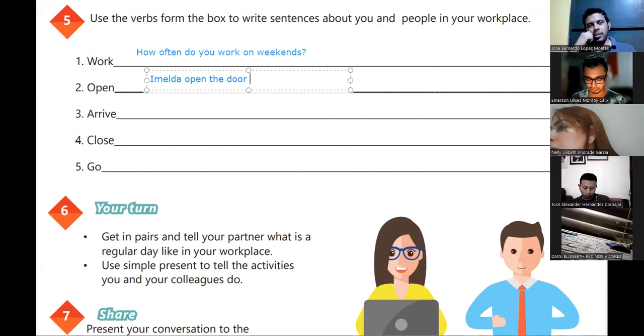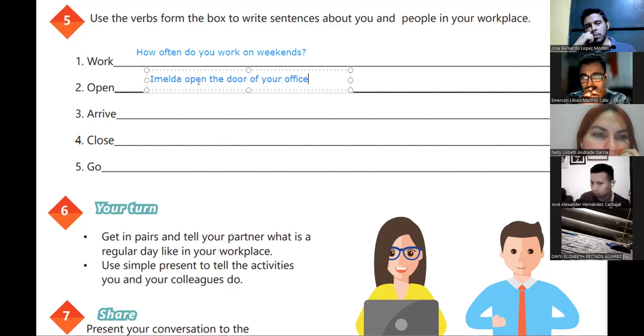Imelda open the door of your office. Vaya, veamos acá. Eso es lo que Mauricio nos dijo. Arreglémosla entre todos. Vamos a ver para que tenga el sentido correcto. Imelda, si es she, ¿qué forma del verbo voy a usar? Yes. All right. Opens the door of your office. Pero estoy hablando que es la puerta de la oficina de otra persona, no la de Imelda, ¿verdad? Si queremos decir que es la oficina de Imelda, entonces of her office. Okay. Imelda opens the door of her office. Very good. Perfect.